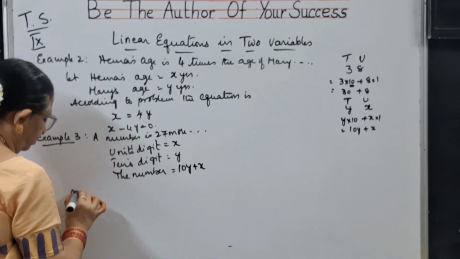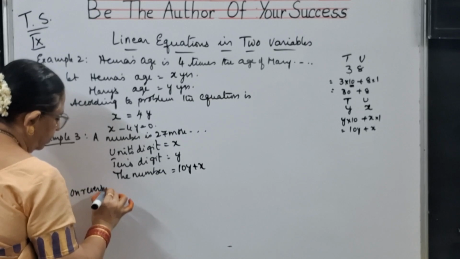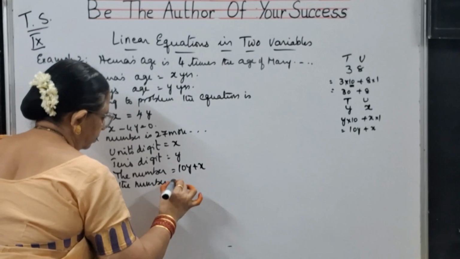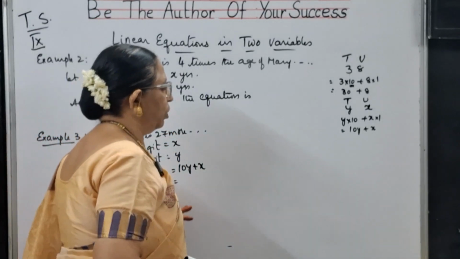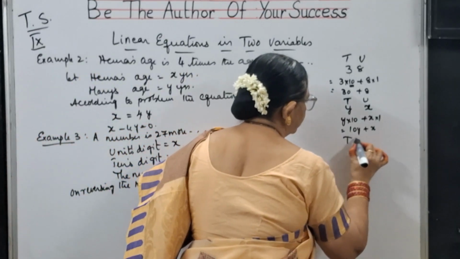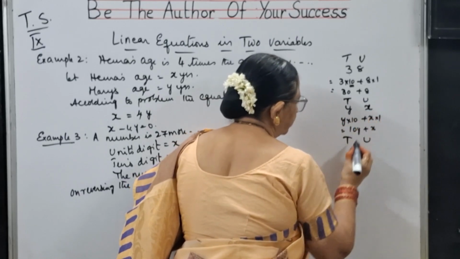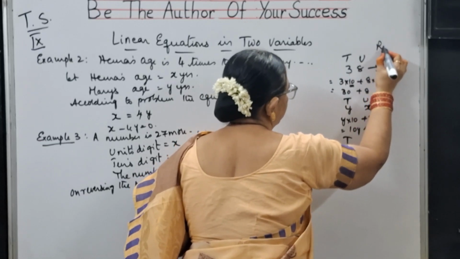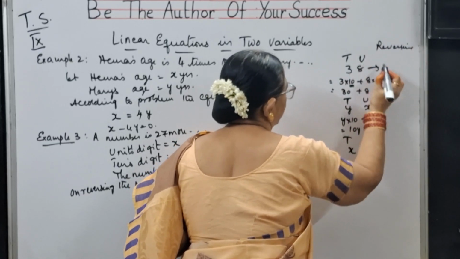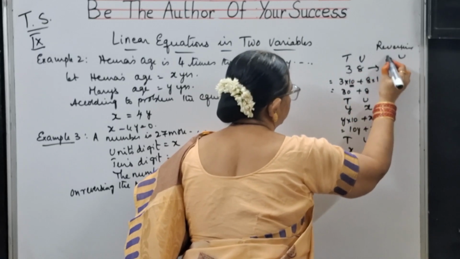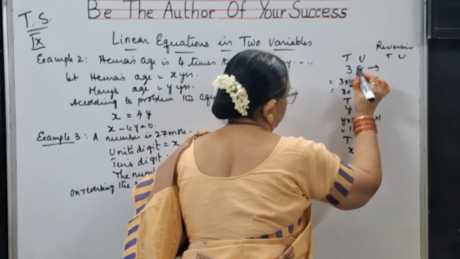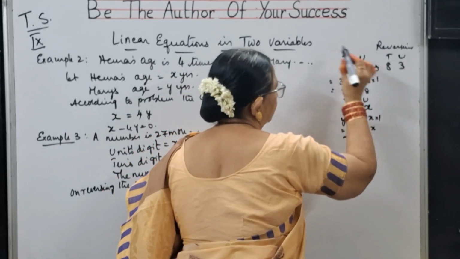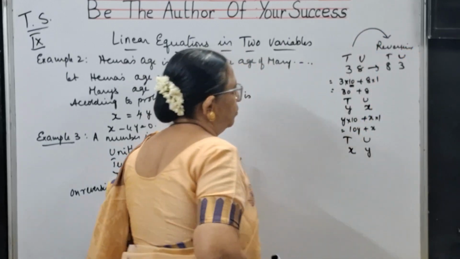Now on reversing, the number is equal to, see, on reversing. What do you mean by reversing? Now on reversing, units digit becomes tens digit, tens digit becomes units digit. On reversing this units and tens, 38 becomes 83. Reversing this number, you are getting 83.